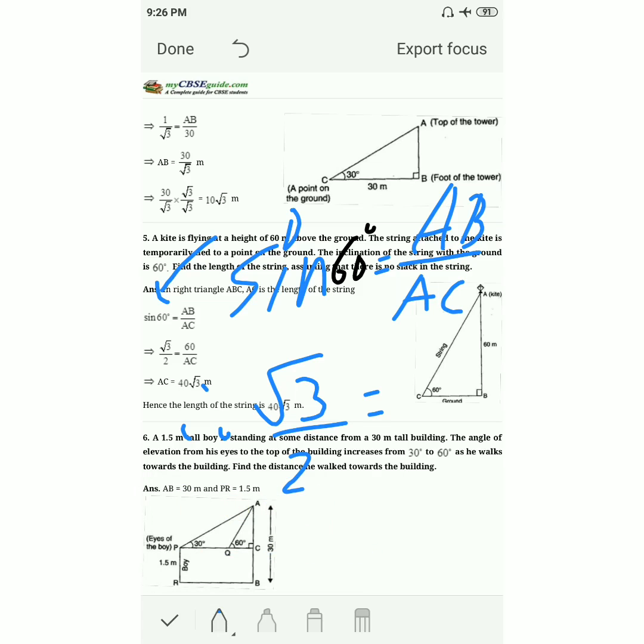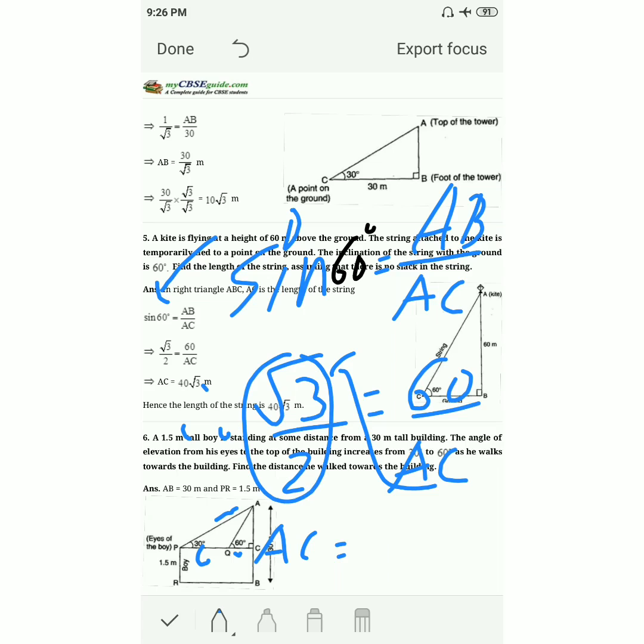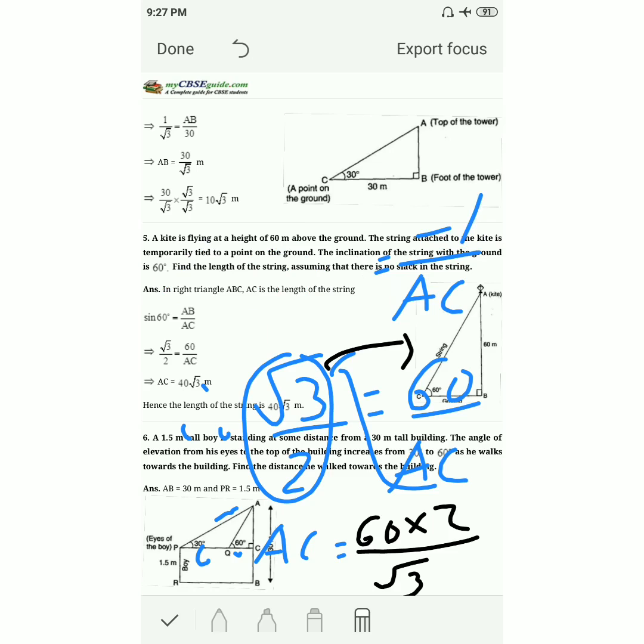Then AB is 60 and we need to find AC. Here AC is in the denominator, so we need to transfer it to the numerator. Here we have two ways. First of all, transfer this AC to the left hand side, so it goes to the numerator. Then transfer this under root 3 by 2 to the right hand side. Here 60 is already present. If under root 3 by 2 is transferred to the right hand side, then 2 is in the denominator, so it goes to the numerator, and under root 3 is in the numerator, so it goes to the denominator. Okay, then we can find AC.